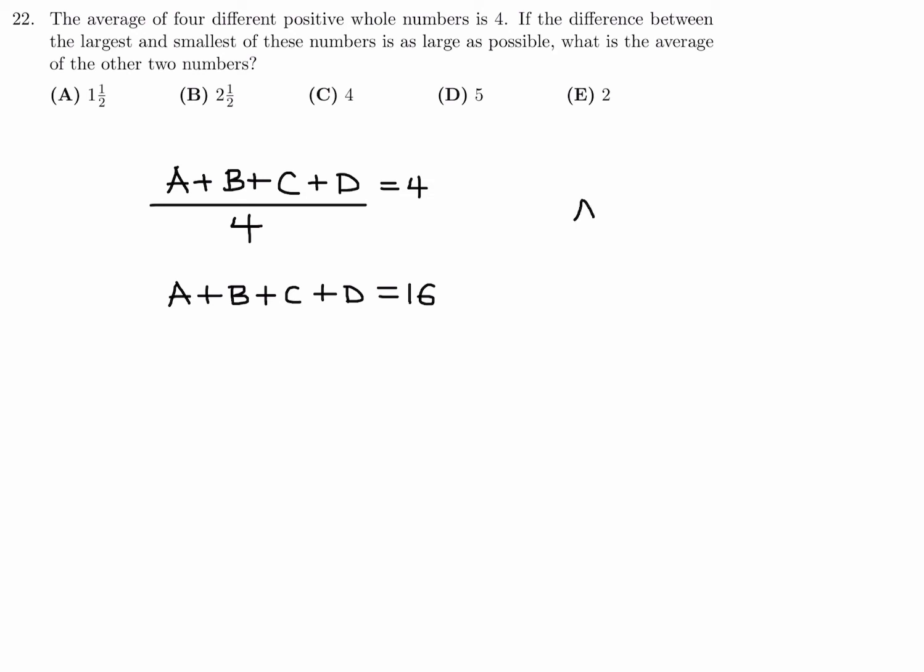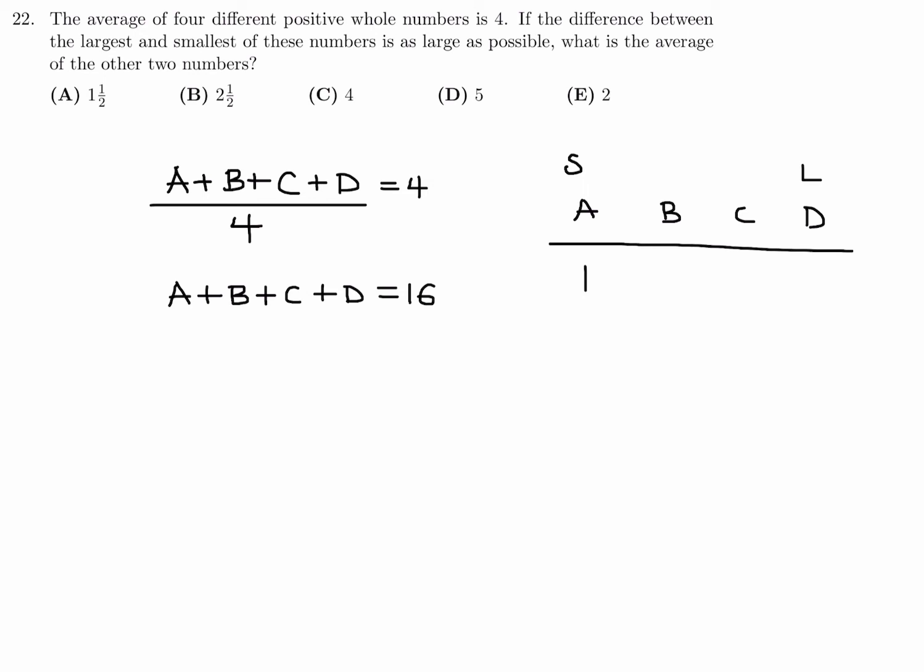So now we have to make a little bit of a table and see what possible scenario will work for us. I want the difference between the largest and the smallest to be as large as possible. I'll let A be the smallest and D be the largest. Let's say the smallest possible number I can have is 1, because they're saying that they're all positive whole numbers. And the largest possible is going to be 16.